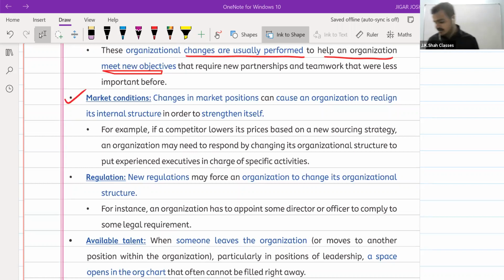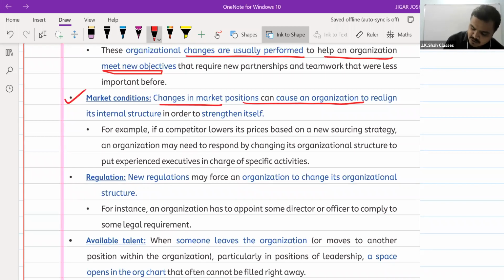See the second one. Sometimes you need to make changes because of this also. See this. Changes in the market position can also cause an organization to realign. Realign means reset its internal structure in order to strengthen itself.